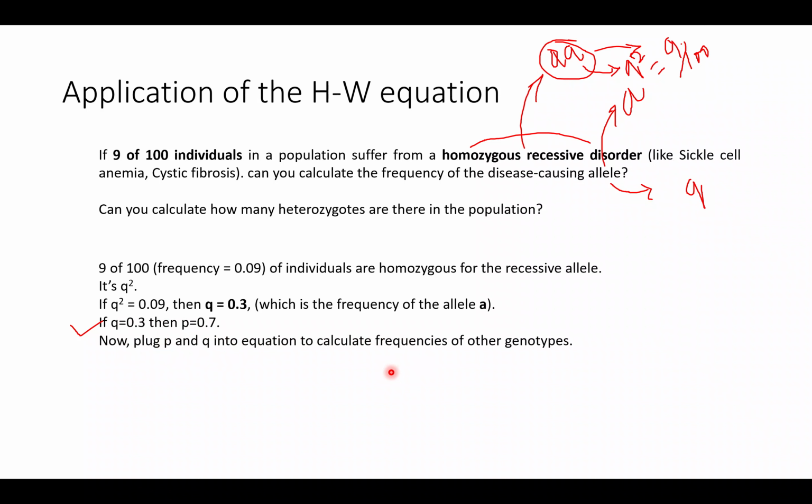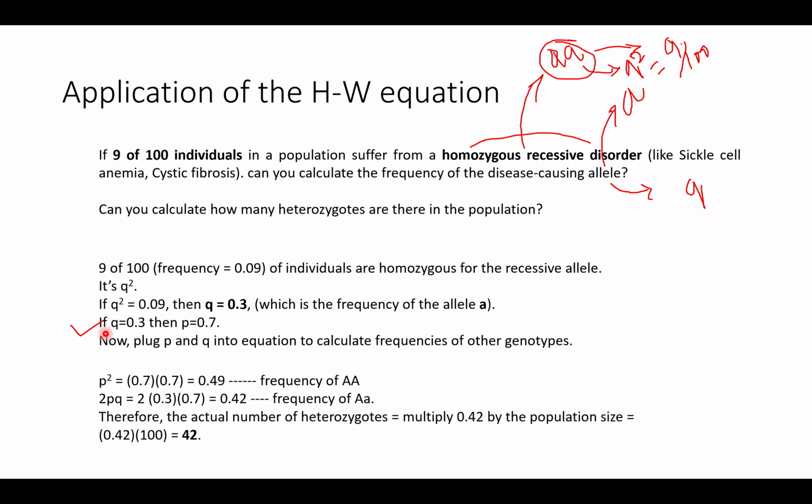Okay, I won't take much time. So here you found the value of P by subtracting 0.3 from 1 because P plus Q is 1, and Q you found to be 0.3. Now you have Q and you have P. So you find P square, and this is the frequency of homozygous capital A, capital A.